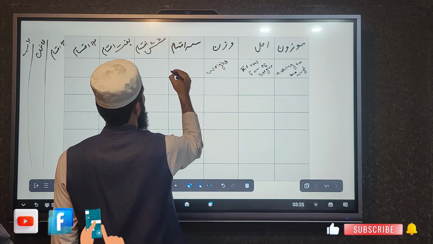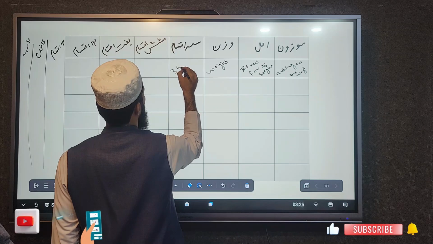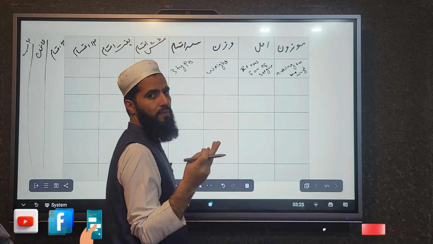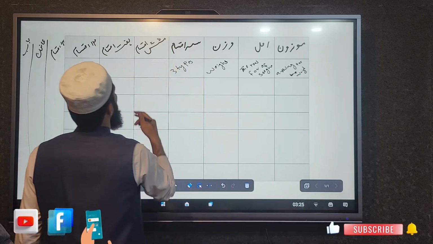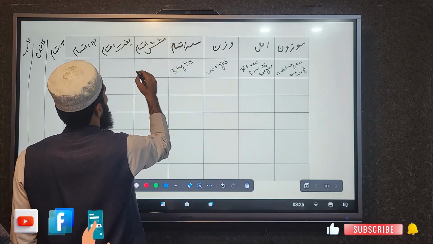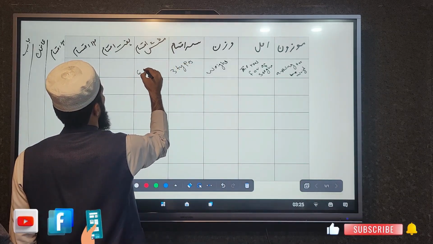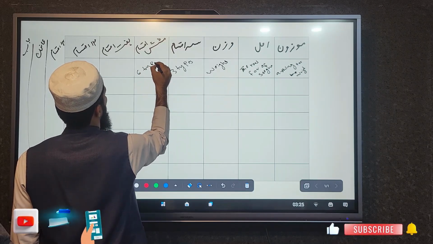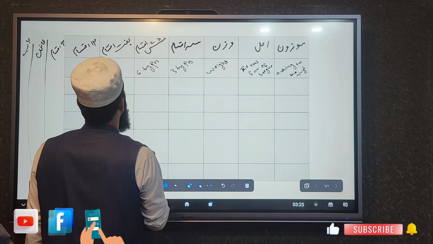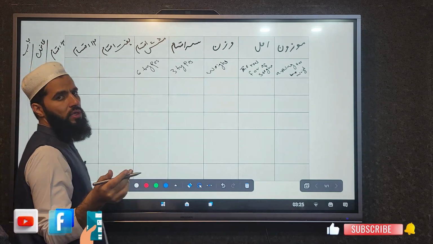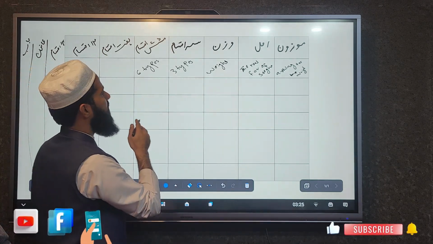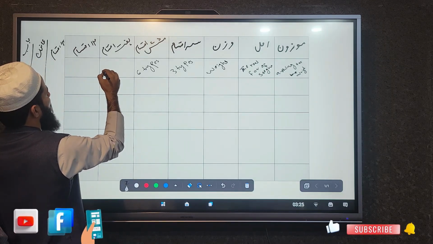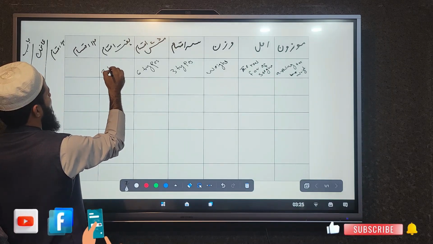And seh aqsam is 3 types. Do you know the 3 types? Inshallah, you all know about them: ism, fail, harf. Here shash aqsam, 6 types, like sulasi, mujarrad. I will explain all the things, inshallah. And haft aqsam, we will write here 7 types.